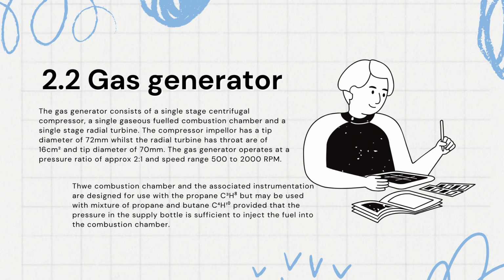2000 revolutions per second. The combustion chamber and the associated instrumentation are designed for use with the propane C3H8 but may be used with mix of propane and butane C4H10 provided that the pressure in the supply bottle is sufficient to inject the fuel into the combustion chamber.